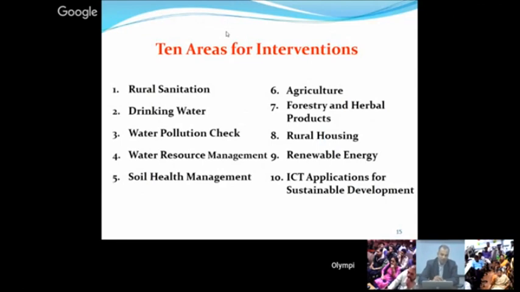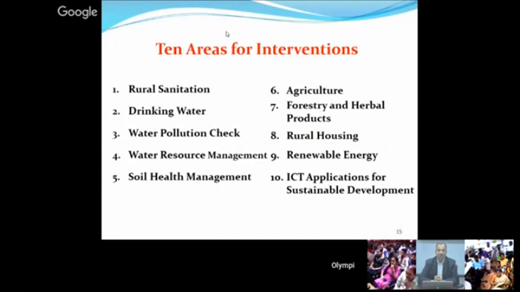My dear friends, we covered the first aspect, skill development. Now we come to the areas where we need technological interventions. Area number one, rural sanitation. That is the crux of the thing. Second, drinking water: how to provide potable water to the people. Third, water pollution check. Fourth, water resource management. Fifth, soil health management. Sixth, agriculture. Seventh, forestry and herbal products. Eighth, rural housing. Ninth, renewable energy. And tenth, IT application for sustainable development.